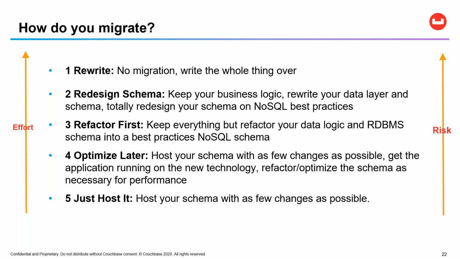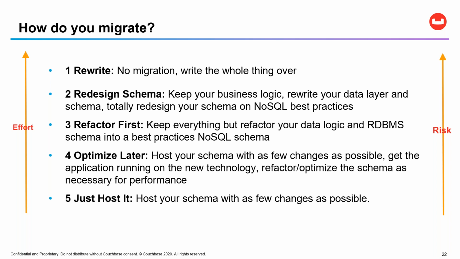And finally, at the lowest risk and effort, we could just not bother optimizing and host it. So we're really balancing performance and scale with our effort and risk. Generally, we see organizations doing more of an option 3 or 4 than an option 1 or 2. And option 5 is typically only done for applications that are migrated simply for consolidation reasons, where performance and scale requirements are not as high.